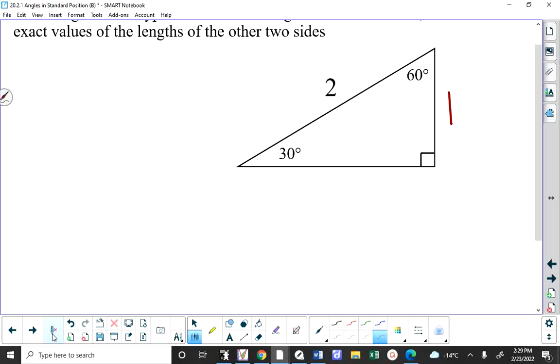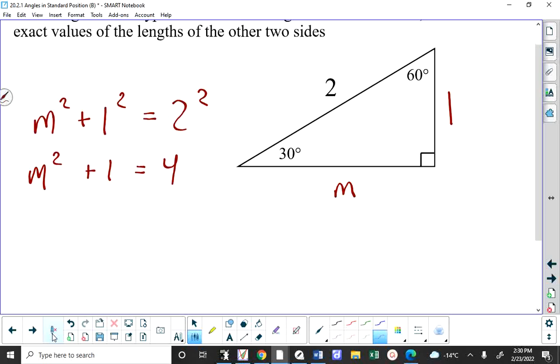How can we find the missing side? Let's call it m, for no particular reason. I just want to avoid x and y. Well, we can use the Pythagorean Theorem. The Pythagorean Theorem says m squared plus 1 squared is equal to 2 squared. So when I square 1, I get 1. When I square 2, I get 4. I can subtract 1 from both sides and get m squared is equal to 3, which means m is equal to the square root of 3.